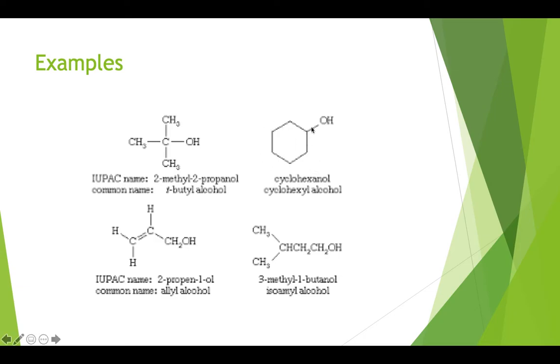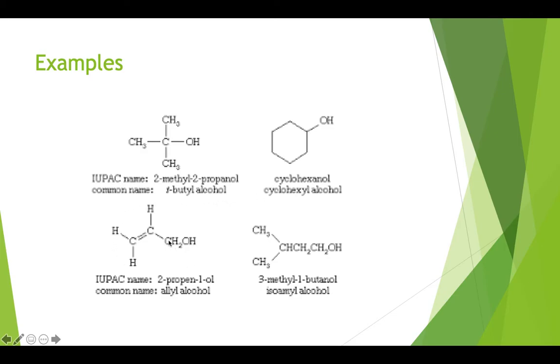Here we have a ring. And in this ring, there are 6 carbons. This one has to be carbon 1, so I don't have to put a number. If you put 1-cyclohexanol, you can. But we need cyclo to tell me that it's in a ring. We need hex to tell me there's 6 carbons in that ring. And then the OL tells us that there's 1 OH group on there.